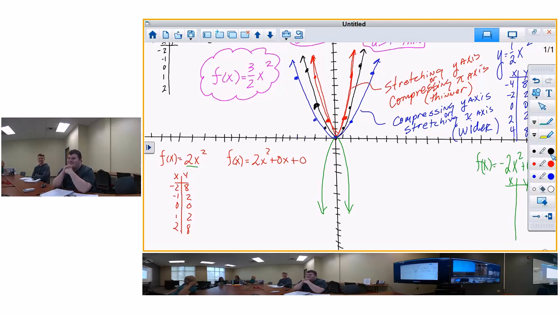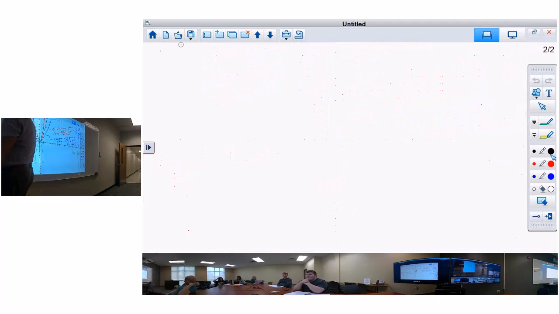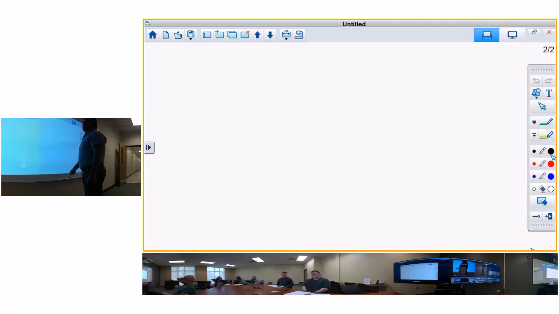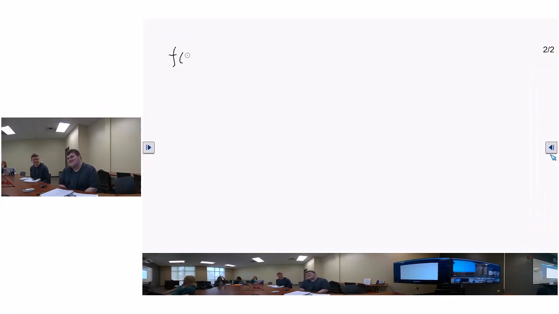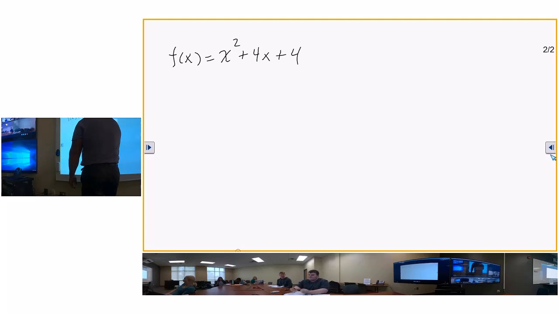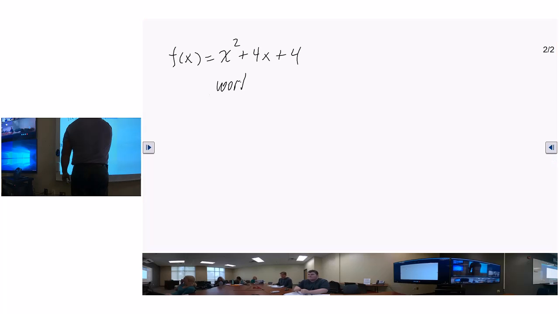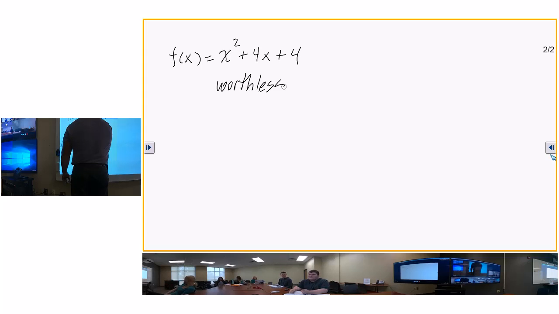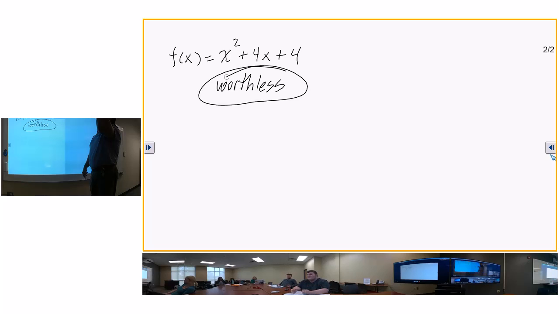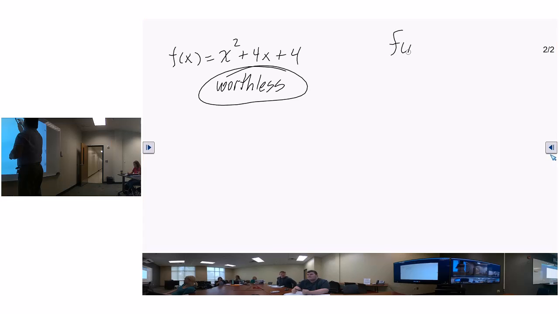Alright, let's go to the next. Let's go to the next type. What do you do when you have one like this? F of x is equal to x squared plus 4x plus 4. This is worthless. It's worthless because we want to know what it looks like.